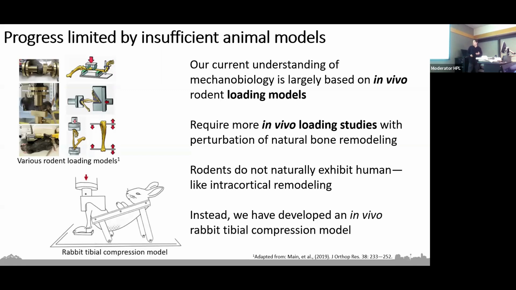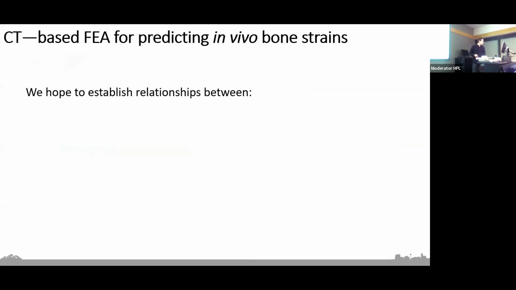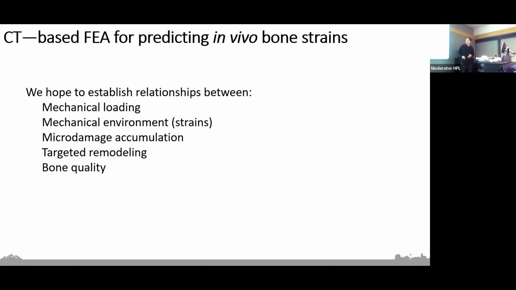So instead, our group has developed an in vivo rabbit tibial compression model. Compared to rodents, rabbits actually do exhibit some of this intracortical remodeling, and we can use them to study this idea of mechanobiology a little bit more in depth and maybe have some more translation to the human condition. So ultimately, with this in vivo loading model, we hope to establish some of these relationships between mechanical loading, the resulting strain environments, the amount of microdamage that gets accumulated, that targeted remodeling response, and of course, the overall bone quality.